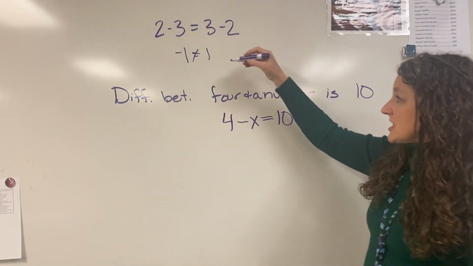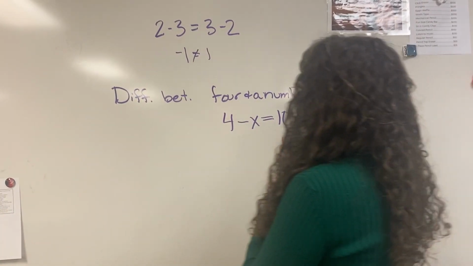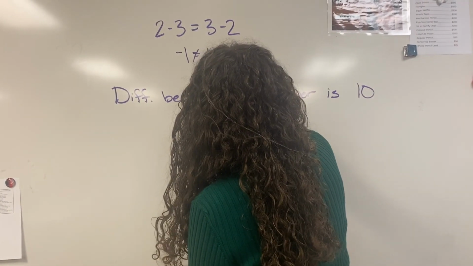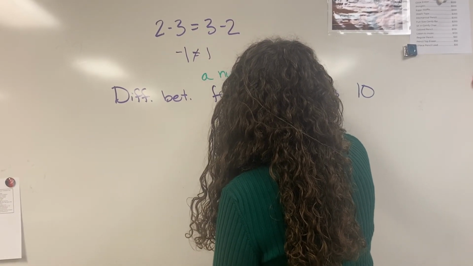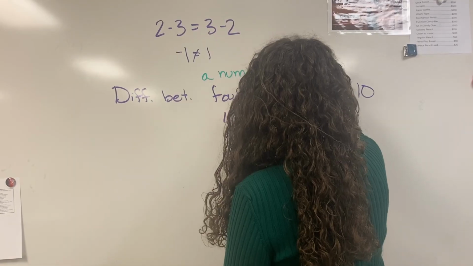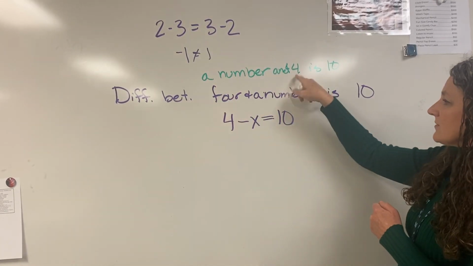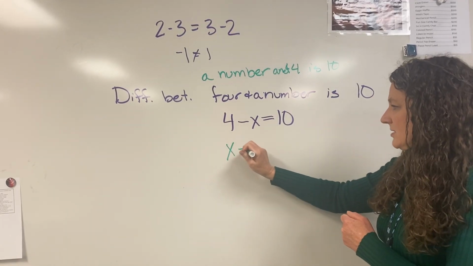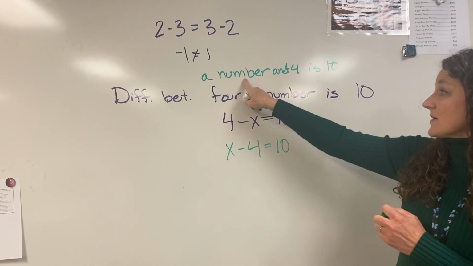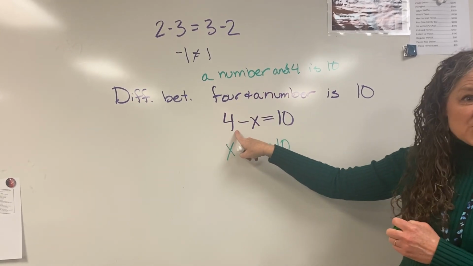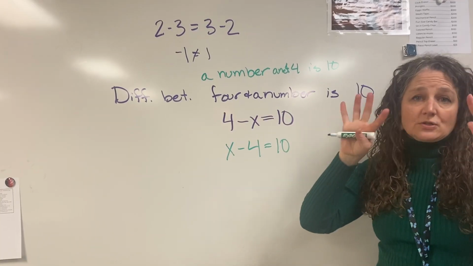If I switched this and said, the difference between a number and 4 is 10, you just switch out the 4 and the x. I write a number first and then the 4. That difference is 10. I just take whichever one is first and I make it first. A number was first, so I put a number first. I don't know what that number is.